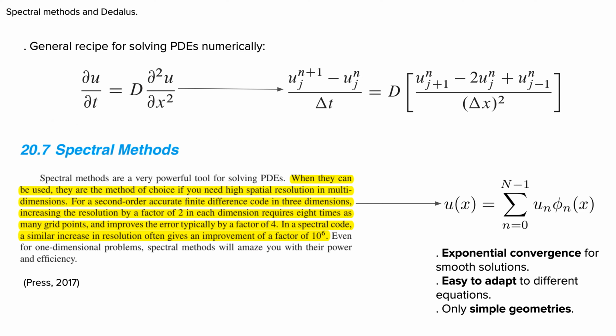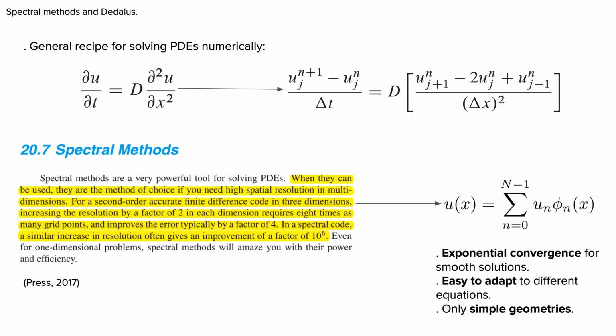For example, here I put paragraphs from the Bible, Numerical Recipes from Press and Teukolsky, and they basically said that if you can use the spectral methods, use them. They are very good at converging, they converge exponentially. If the solution is smooth, the convergence can go exponentially, but it's only optimal for simple geometries, for example with periodic boundary conditions.